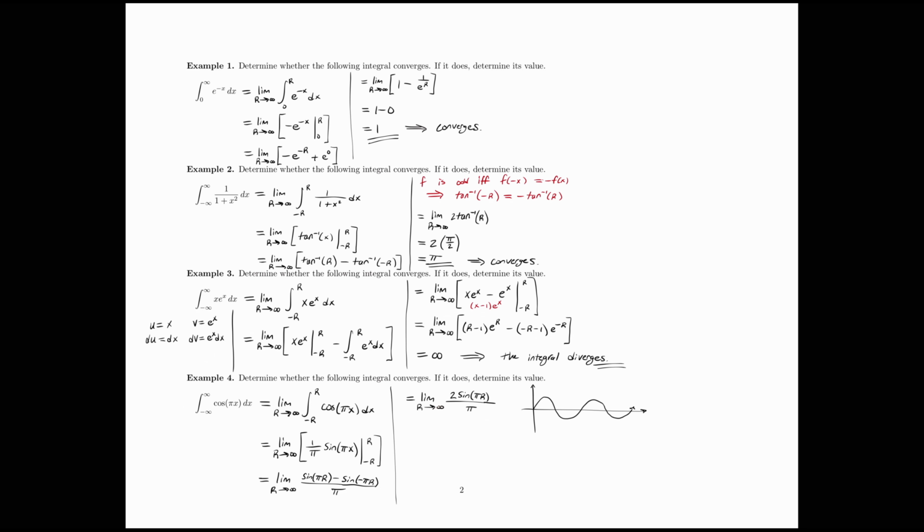the function, do you have any horizontal asymptotes if we go in this direction? Well, sine does not have a horizontal asymptote. It always oscillates. So this limit here does not exist. So this implies that the integral diverges.